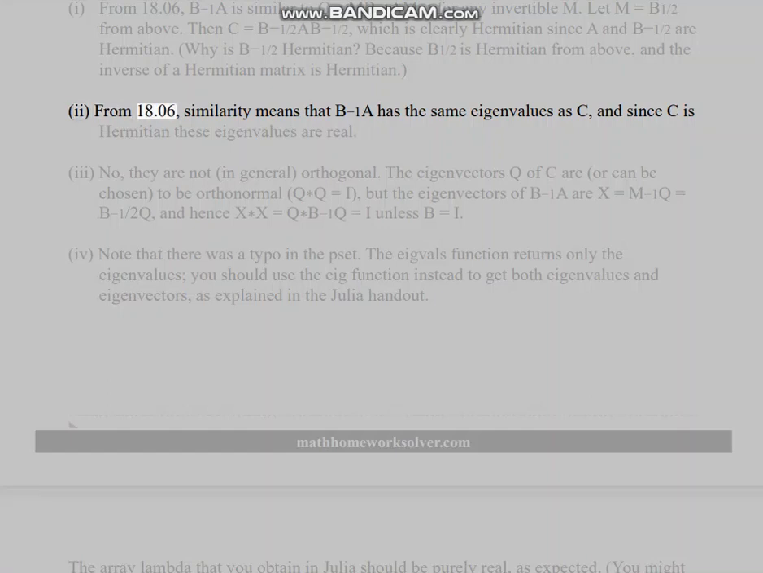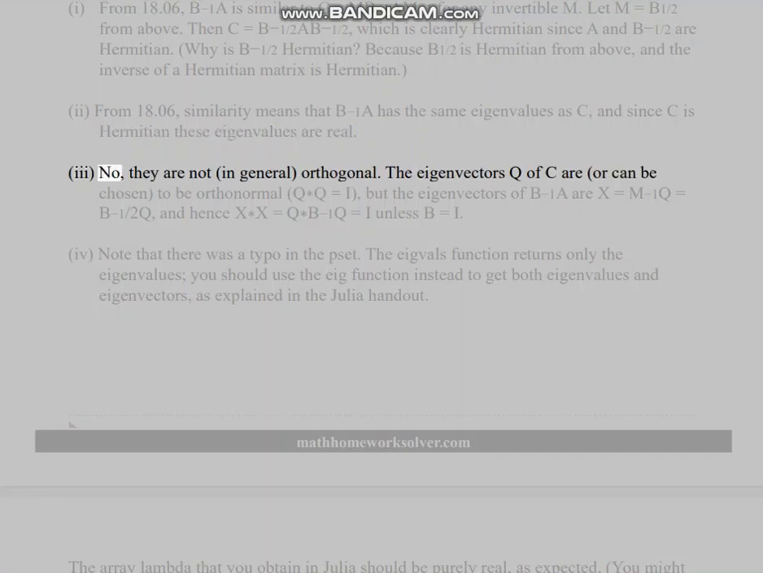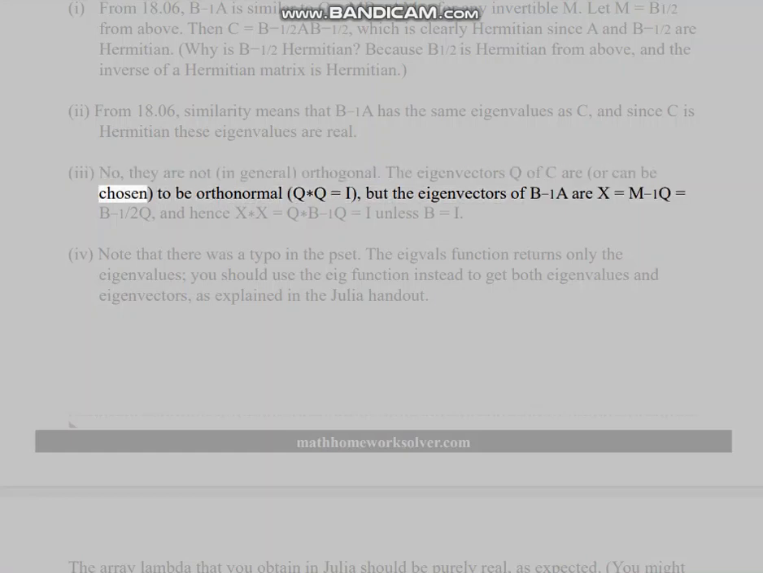2. From 18.06, similarity means that B^-1A has the same eigenvalues as C, and since C is Hermitian these eigenvalues are real. 3. No, they are not, in general, orthogonal. The eigenvectors Q of C are, or can be chosen to be, orthonormal, Q*Q = I, but the eigenvectors of B^-1A are X = M^-1Q = B^-1/2Q, and hence X*X = Q*B^-1Q ≠ I unless B = I.